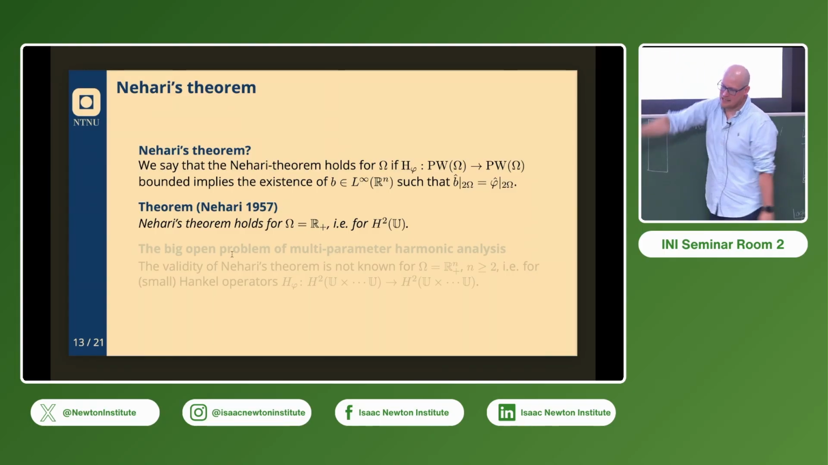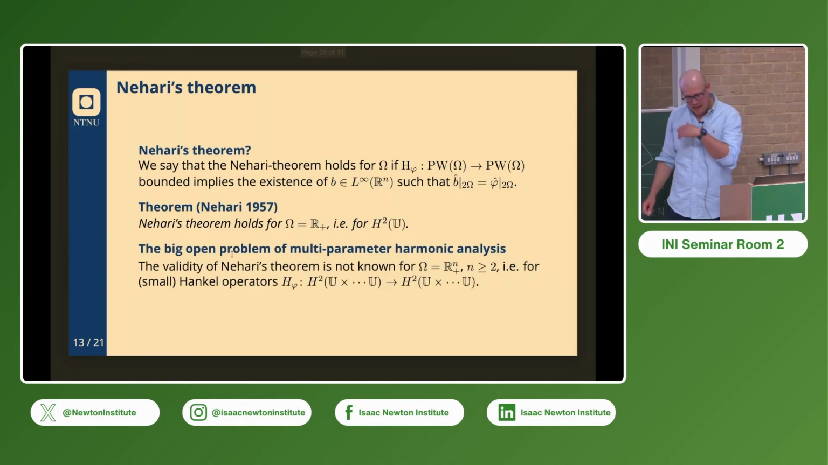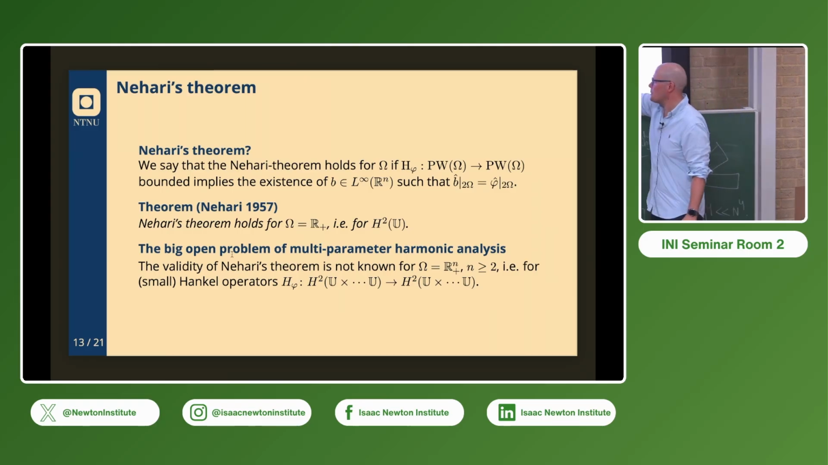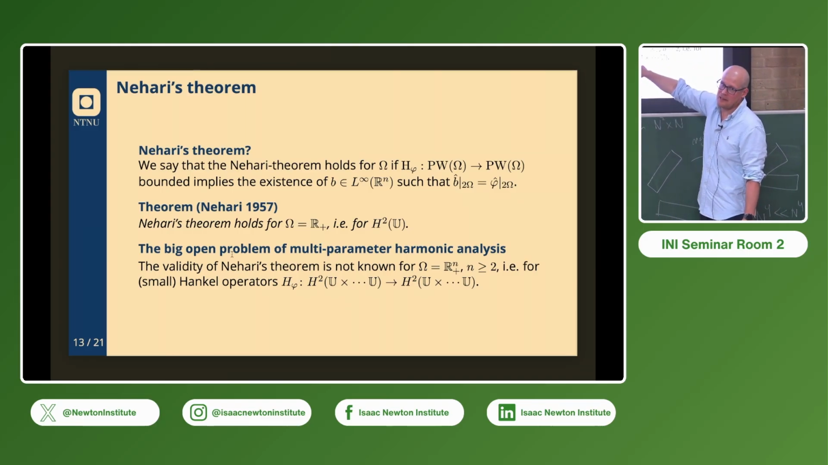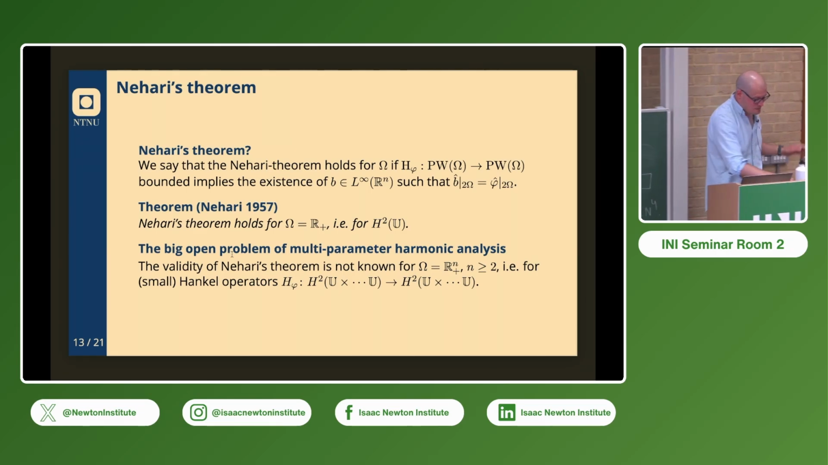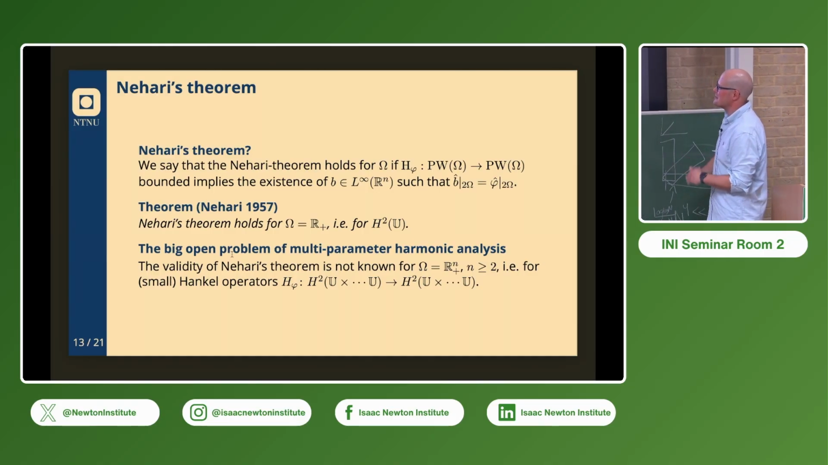Okay, so that's the classical theorem. And like I kind of alluded to earlier, this is not known for the Hardy space in the product setting. Neither is it known for the Paley-Wiener space of the cube. And this I would identify as the biggest outstanding problem in multi-parameter harmonic analysis.